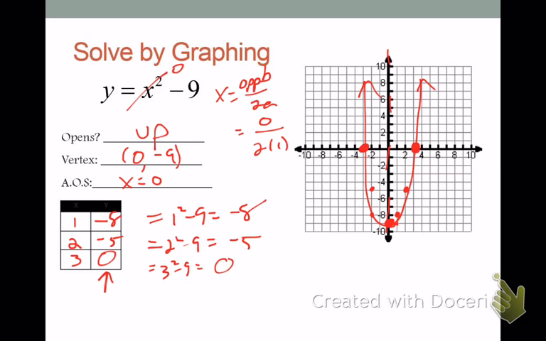Now that's only because the axis of symmetry is the y-axis. But regardless, if we plug in negative 3 for x, we would get negative 3 squared minus 9. Negative 3 squared is 9, minus 9 is 0. So there's another 0. So our zeros for the function are at 3 and negative 3. So our solutions are at 3 and negative 3. Okay?